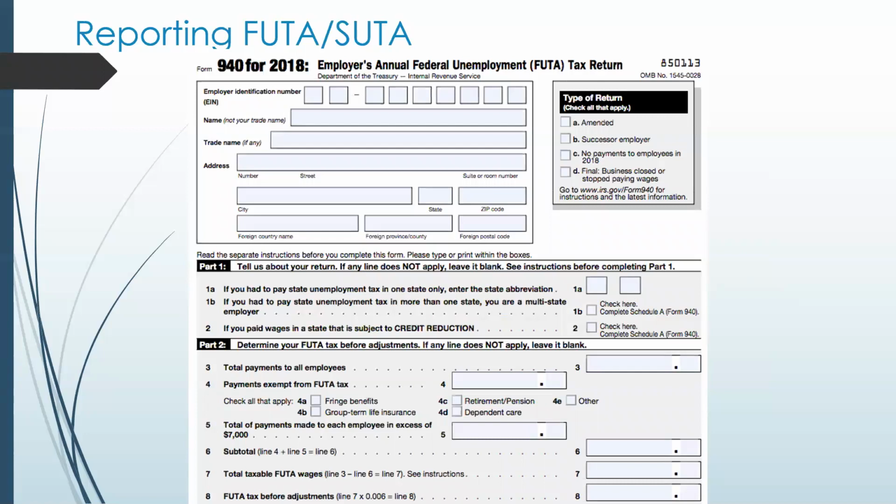This 940 is the annual return for your FUTA return, and this is to demonstrate the amount of payments for the FUTA tax that were made to the employees, or on behalf of the employees. This is an employer-only tax, so this is completed by the employer and submitted at the end of every year. But the 940 is the FUTA tax.